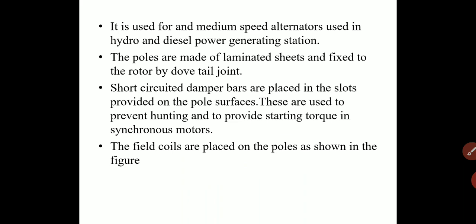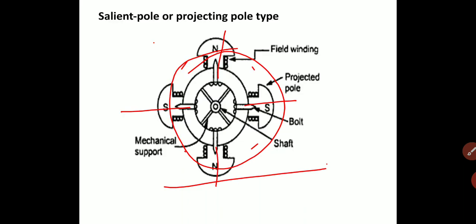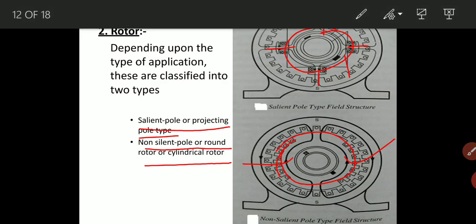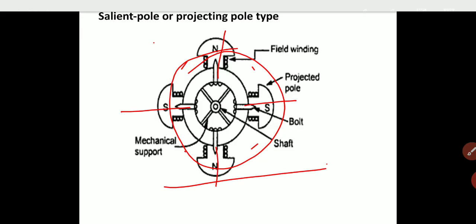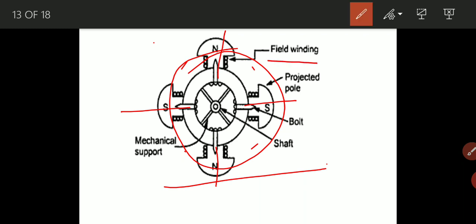In the salient pole alternator, in this type of rotor classification, the field coils are placed on the poles. Here, see, this is the field winding.